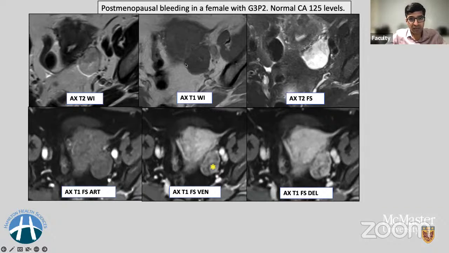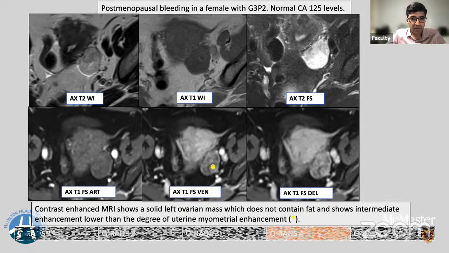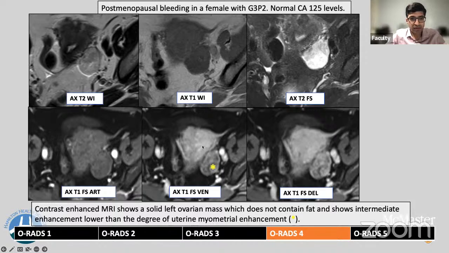So this is an axial T1 weighted image. This is T2 fat suppressed, again, remains fairly bright. Then you have this T1 weighted image, venous phase and delayed phase. And then you can see that the enhancement is always less than the myometrium, irrespective of what phase you look at. So this was classified obviously as O-RADS 4 category, solid tissue component, enhancement less than myometrium.